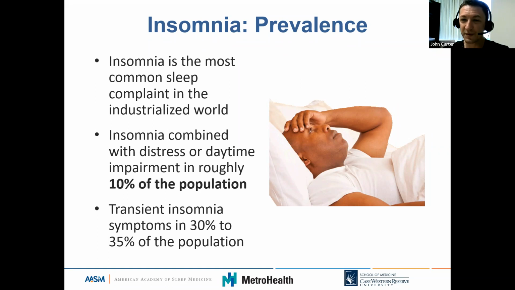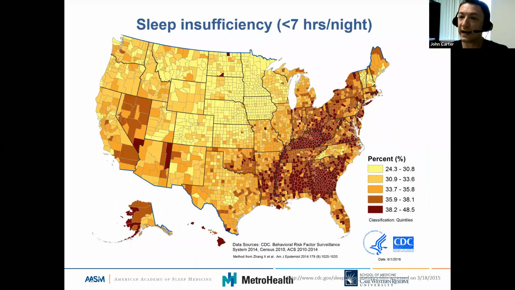Those are insomnia symptoms, but insomnia disorder, meaning insomnia symptoms combined with distress or daytime impairment, can affect up to 10% of people. Again, we're talking tens of millions of people. If you map out sleep insufficiency, now granted, this is not exclusively sleep insufficiency related to insomnia, but if you graph out sleep insufficiency, the prevalence in the United States looks like this.